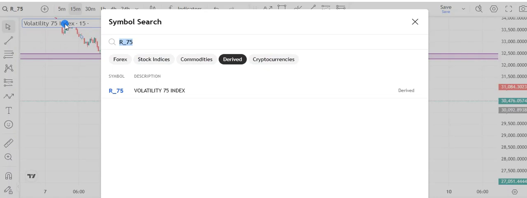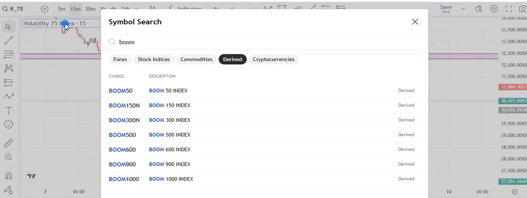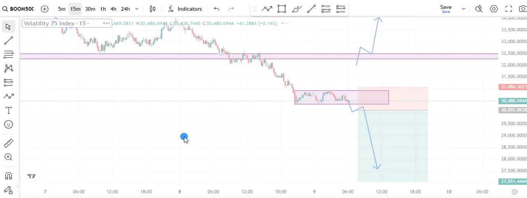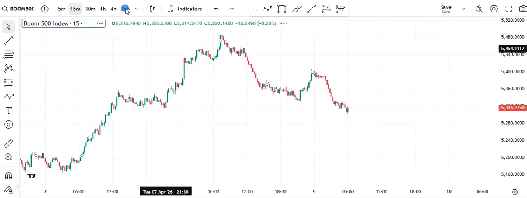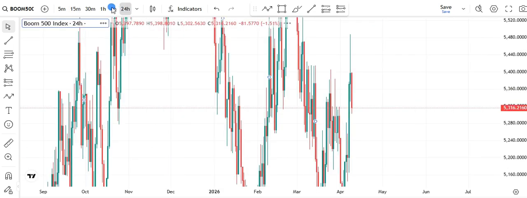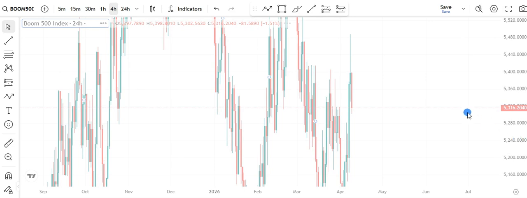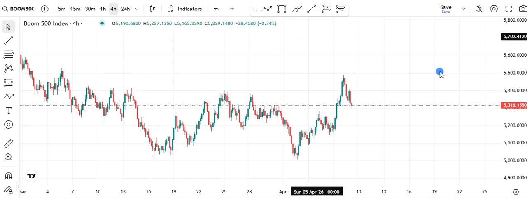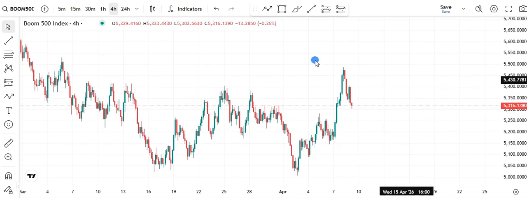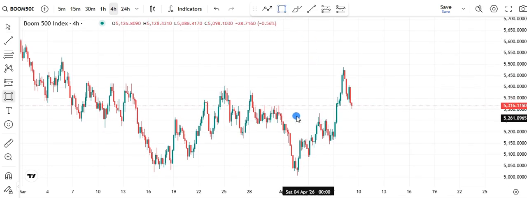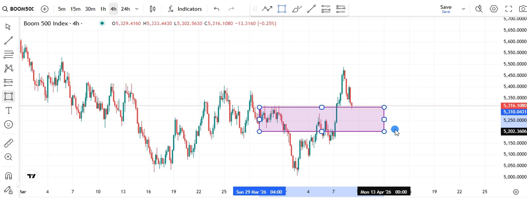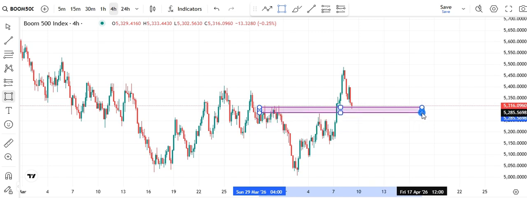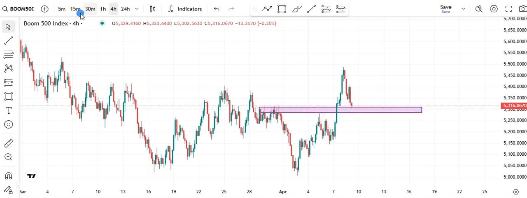Alright, so let's go to the next one, which is Boom. I'm using Boom 500. Okay, let's go to the 24-hour chart. Also, let's use the 4-hour chart. Alright, and what you can see currently on the 4-hour chart seems to be going bearish already, but then there seems to be a level around this place. So let's go to the 15-minute chart. Let's see.